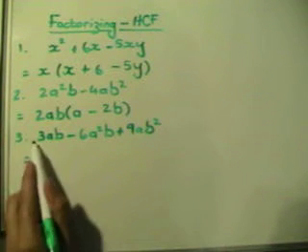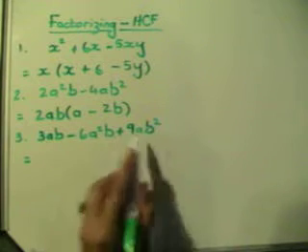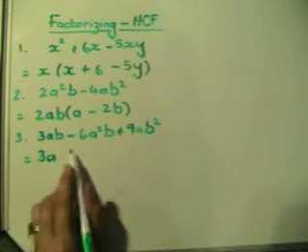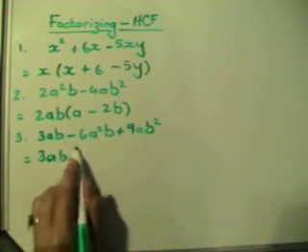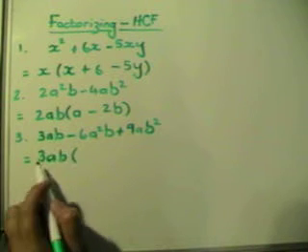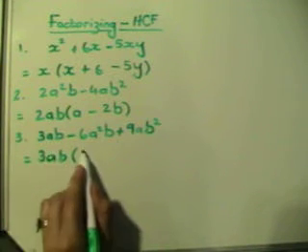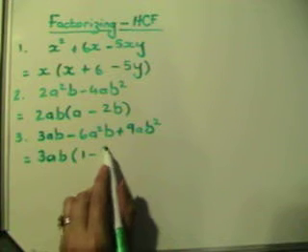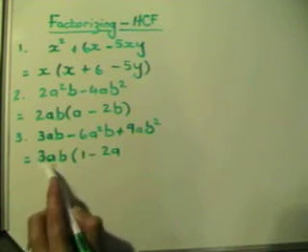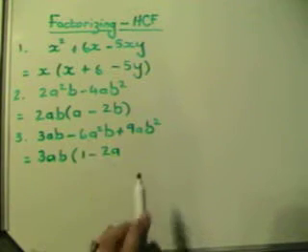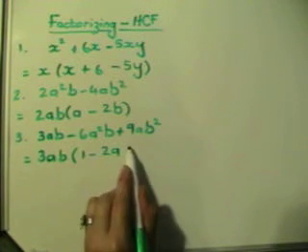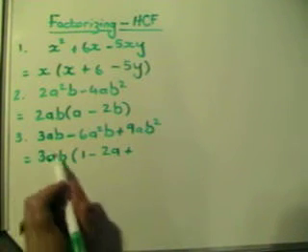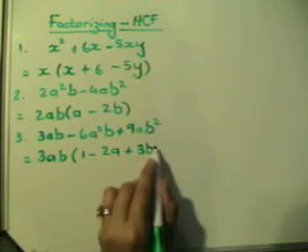Right, so the biggest number that divides into 3, 6 and 9 is 3. The lowest exponent of the a's is a, and the lowest exponent of the b's is b. So 3ab divided by 3ab is 1. 6a squared b divided by 3ab is 2a. You see I divide the 6 by 3, giving me 2. The a squared divided by a is a, and the b divided by b is 1. That's what I do. And 9ab squared divided by 3ab is then 3b.